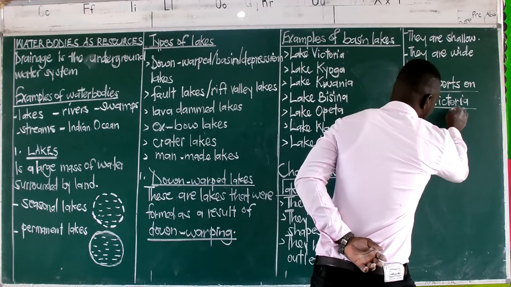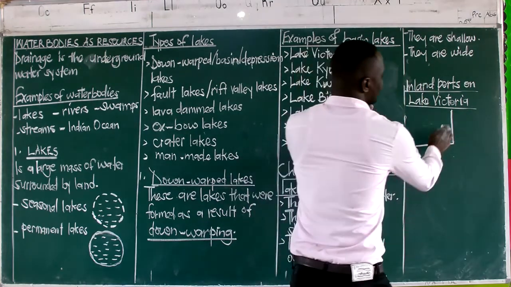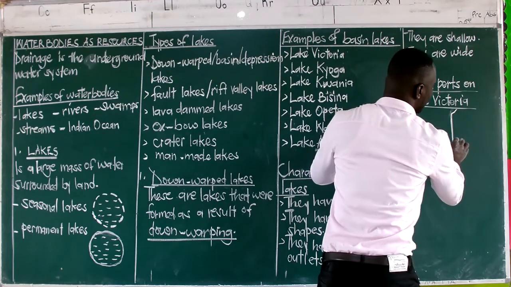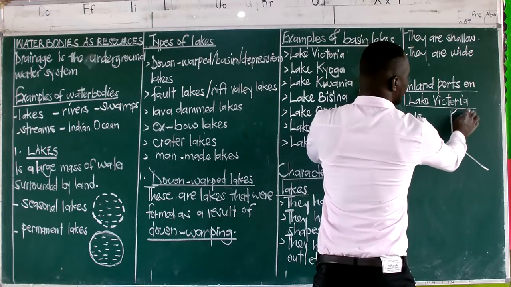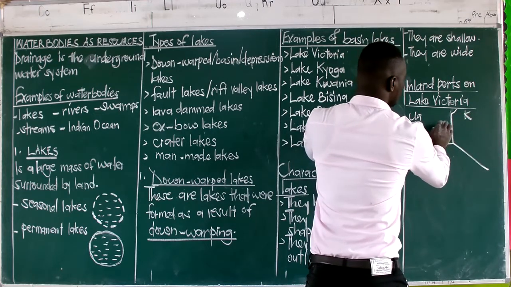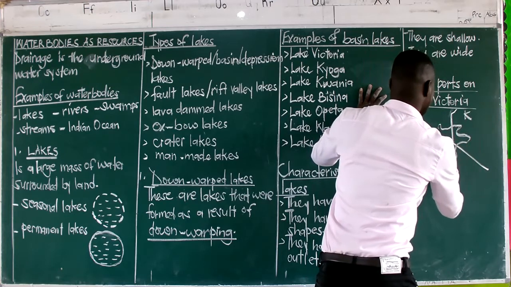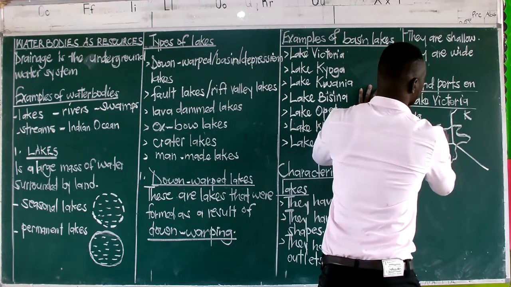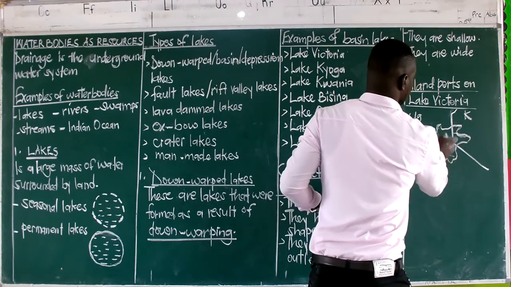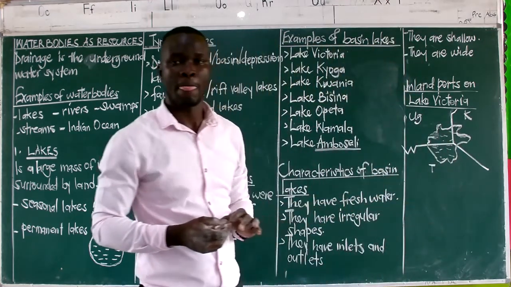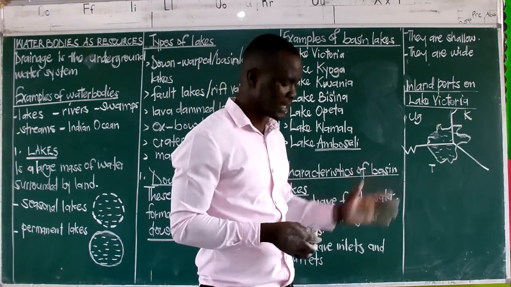If we have the map of Uganda here, you will find that this side is Kenya, this is Uganda, this is Kenya, and this is Tanzania. So we are going to have our lake here. This is the lake that we call Victoria. So we have the lake, and we are going to show the inland ports that are found on this lake.